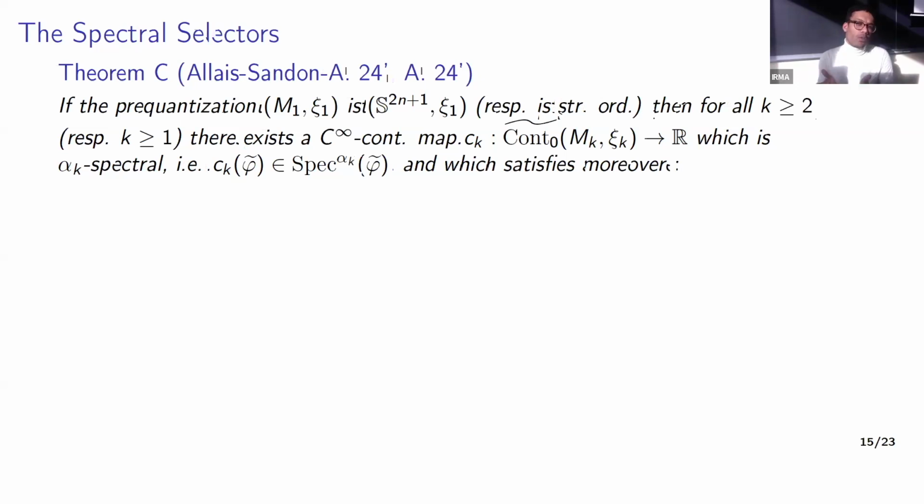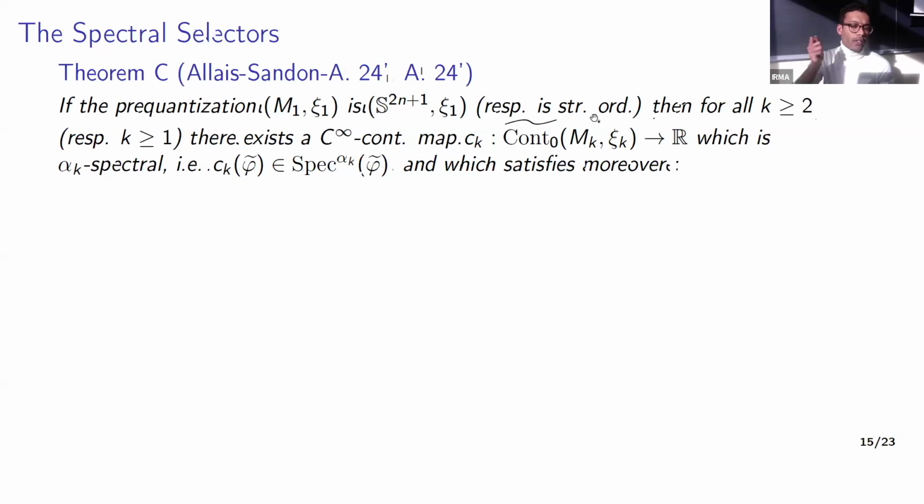And why I say it's in two parts is because the tools used to prove this theorem use two different techniques. For the sphere, we will use Givental's nonlinear Maslov index, and for strongly orderable prequantization, another kind of technique. So this is why theorem C has a first part, for the sphere over the complex projective space, which is with Simon Allais and Sheila Sandon, and the second part, for strongly orderable prequantization, I did alone. So if the prequantization is either the sphere or is strongly orderable, then there exists a map from Cont~ of M_k to R, which is spectral.